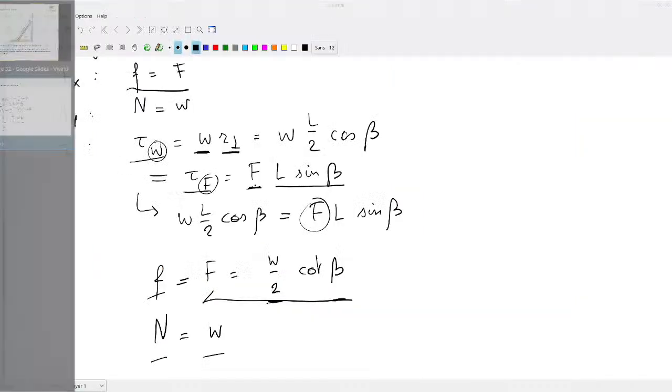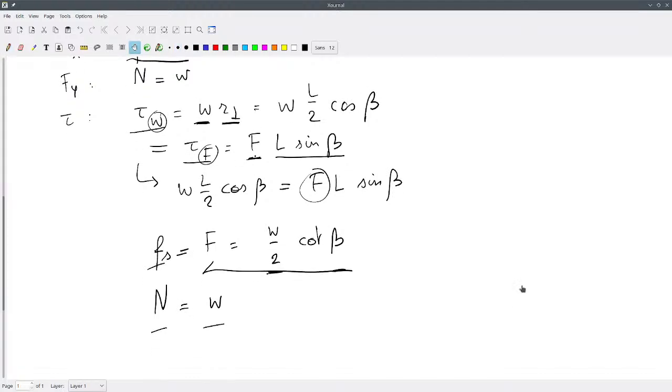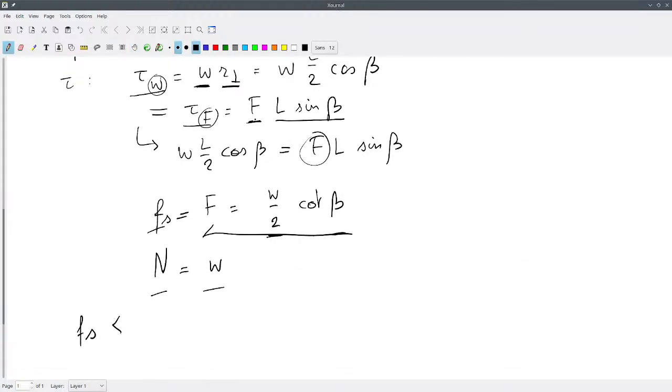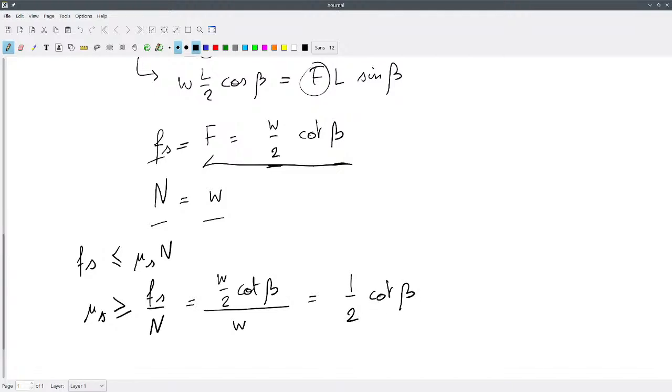So now we have to verify our assumption, and our assumption was that there's static friction here, right? This is technically Fs. So Fs must be less than or equal to mu s times N, or mu s must be at least Fs over N. And we know what Fs is. It's equal to F, or it's equal to W over 2 cotangent of beta. And we know what the normal force is. That's the weight. So we find that this must be at least 1/2 times the cotangent of beta.